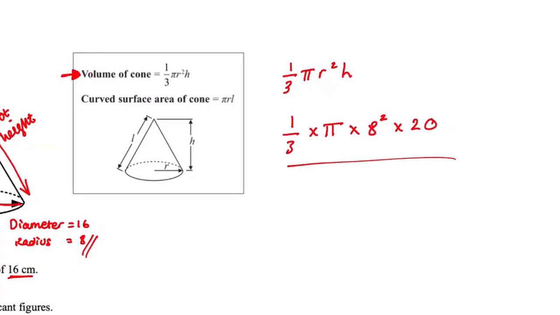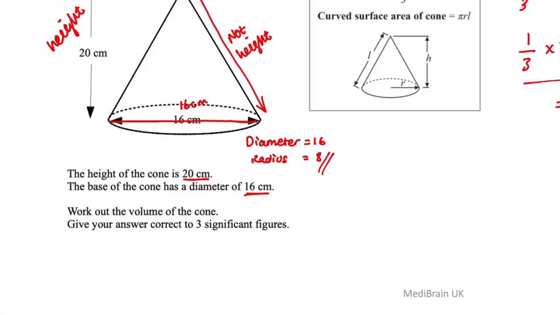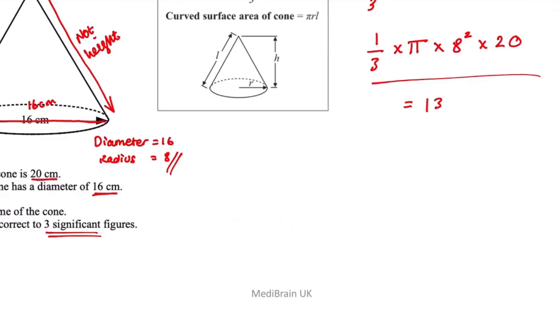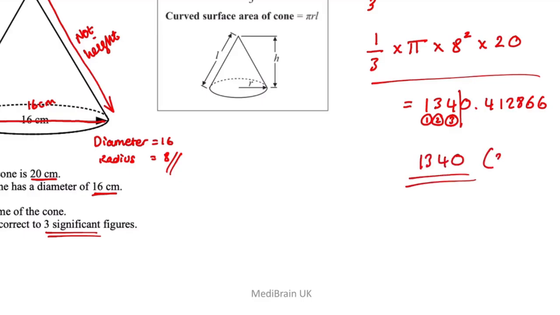You're now going to type this into your calculator. We've got a third multiplied by pi multiplied by 8 squared multiplied by 20, and that gives you an answer of 1340 to 3 significant figures. It gives you 1340.412866, but it wants it to 3 significant figures. First significant figure is there, second is there, third is there. Chop it off. This one rounds down, so it's just going to be 1340 to 3 significant figures.